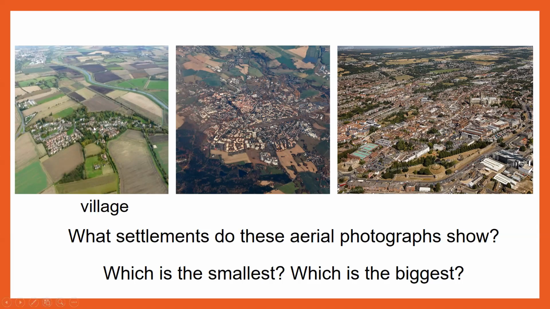The smallest one is the village because it has the least amount of houses, and you can see much of the village is surrounded by fields and grasslands. In this example, you can also see some sort of canal or river going along. The next one is a town. You can see it's a lot bigger than the village, which we see in the first one. There are some elements of fields and grassland around, but not as much as you can see in the village.